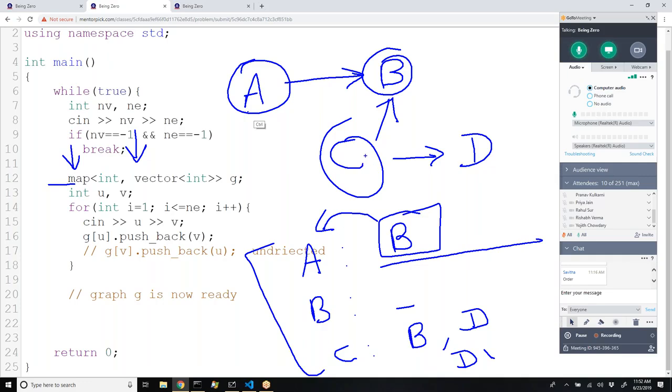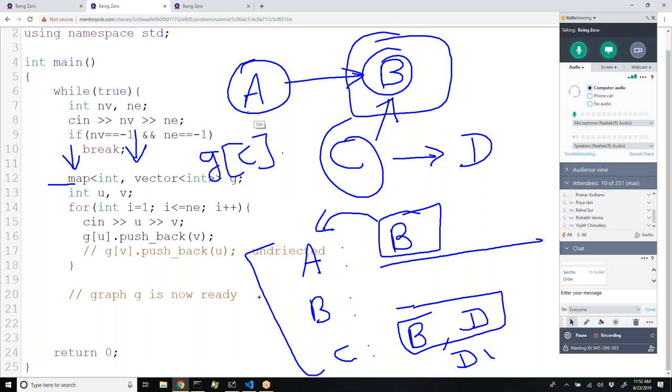Think about C. Out degree is 2, right? 2 entries are there in this list. So out degree is simply you go to G of C and dot size will give you that. In degree of, let us say we are calculating B, ultimately you have to see how many times B appeared in this right set. Isn't it? We have to count it.